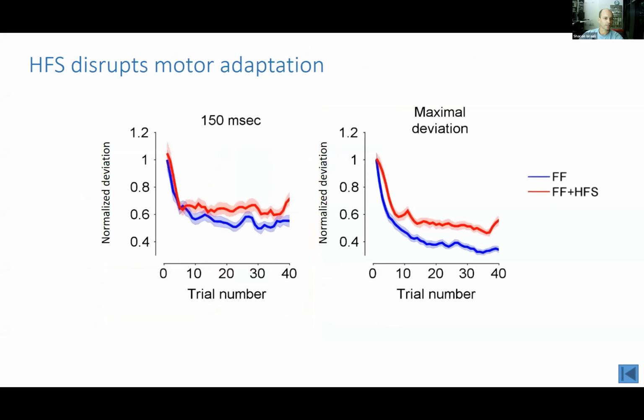Next, we quantify the effect HFS has on adaptation. Here, movement deviations were also measured at 150 milliseconds and at the maximal deviation. When measured at 150 milliseconds, HFS significantly affected the slow phase of adaptation from the 5th trial and on, illustrating significantly higher residual errors compared to normal adaptation. At maximal deviation, adaptation under HFS was affected both during the fast and slow phases of adaptation.